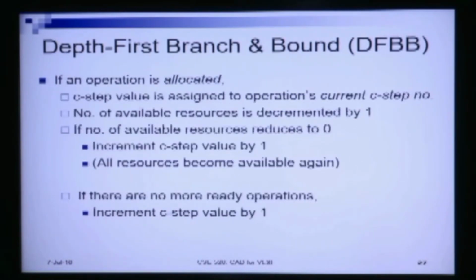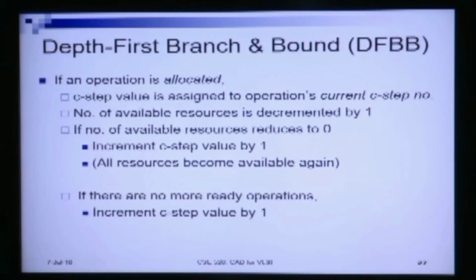So, firstly, I have no operations allocated. I have a set of nodes that are ready, independent at the first step. Then what do I do? I choose to allocate one of them. Now, what happens then? If we choose to allocate, the C step value is assigned to the operation's current C step number. So, that operation is now allocated that C step, because I have chosen to allocate it at that C step. The number of available resources is decremented by 1.